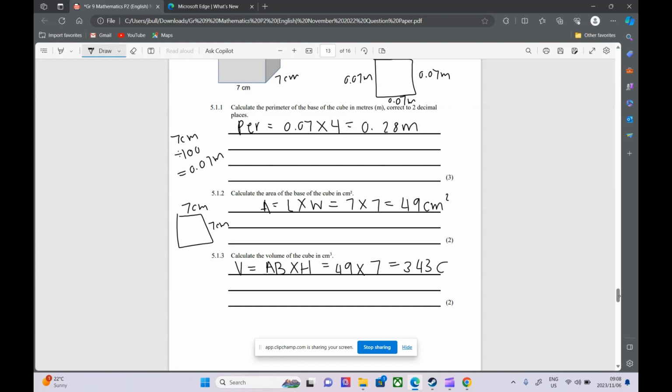And volume is always cubed because we times it technically by 3 things. Because the other way for volume is you can say volume is always length times width times height. So we times 3 things. That's why we get a little 3 at the top.